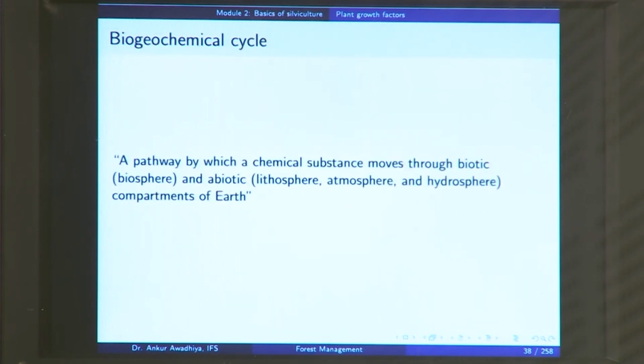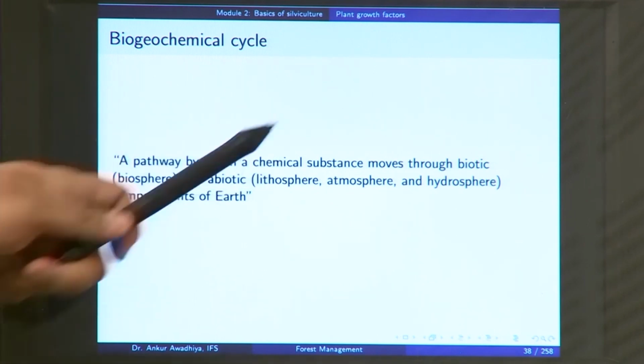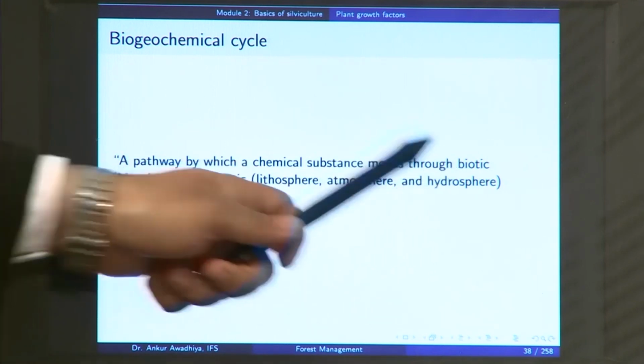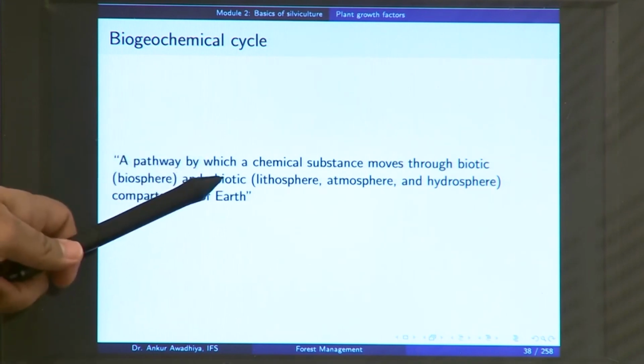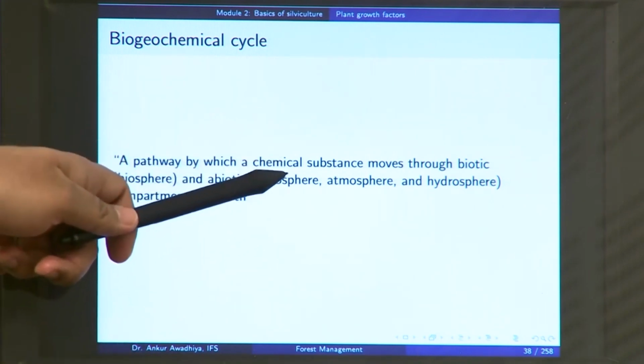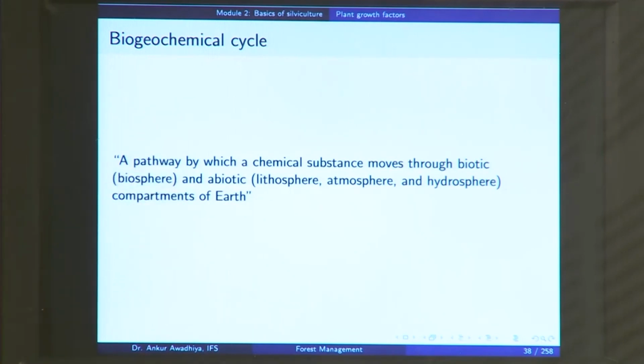A biogeochemical cycle is defined as a pathway by which a chemical substance such as nutrients moves through biotic, that is the living portion or the biosphere, and the abiotic or the non-living portion, which comprises the lithosphere, atmosphere and hydrosphere compartments of the earth. So, your nutrient is moving through the bio portion, the living portion, and the geo portion, which is the earthy portion.